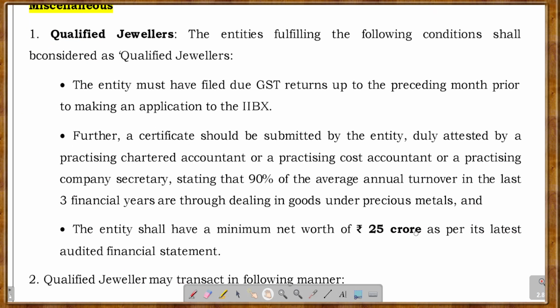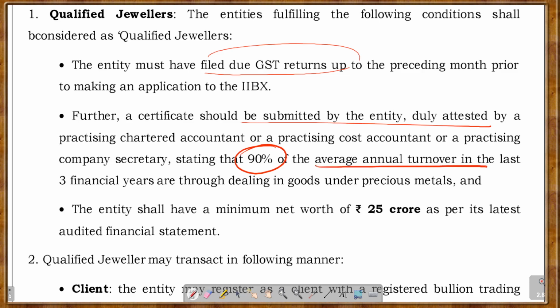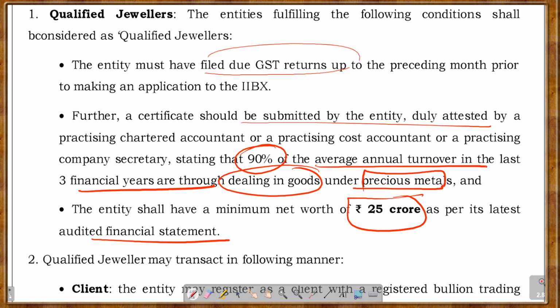Now there are some miscellaneous definitions. Who is a qualified jeweler? A qualified jeweler must have filed the GST returns in the preceding month prior to making the application. A certificate should be submitted, duly attested by a practicing CA, CMA or CS, stating that 90% of the annual turnover in the last 3 financial years should be from dealing in goods under the precious metals. That means whatever business you are doing, 90% of the amount you have earned is from there. The entity shall have a minimum net worth of 25 crores as per its latest audited financial statement.